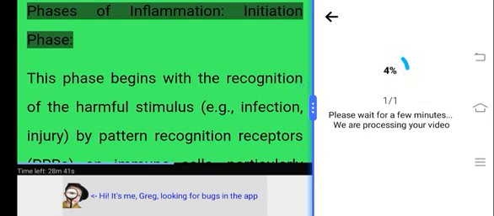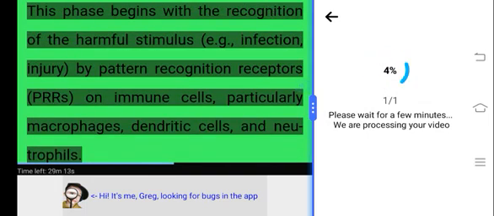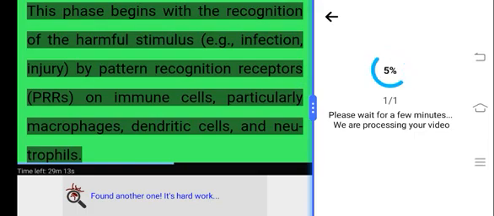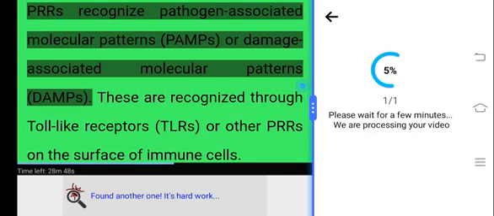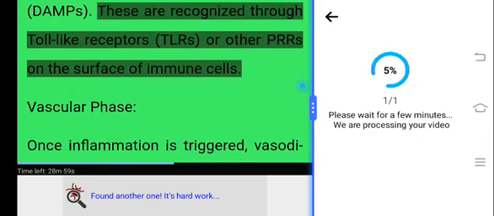Phases of inflammation, initiation phase. This phase begins with the recognition of the harmful stimulus, e.g., infection, injury, by pattern recognition receptors (PRRs) on immune cells, particularly macrophages, dendritic cells, and neutrophils. PRRs recognize pathogen-associated molecular patterns (PAMPs) or damage-associated molecular patterns (DAMPs). These are recognized through toll-like receptors (TLRs) or other PRRs on the surface of immune cells.